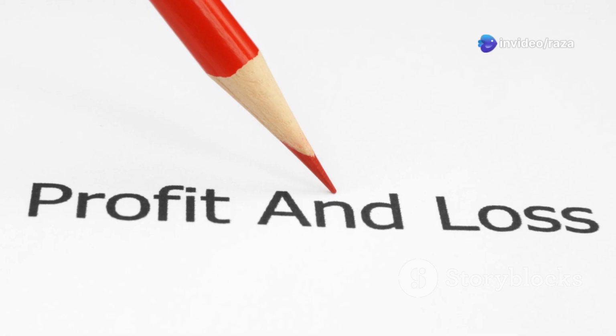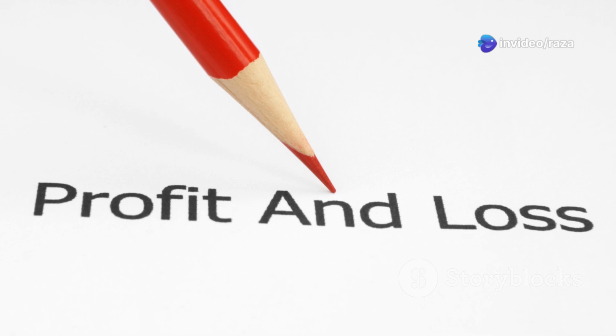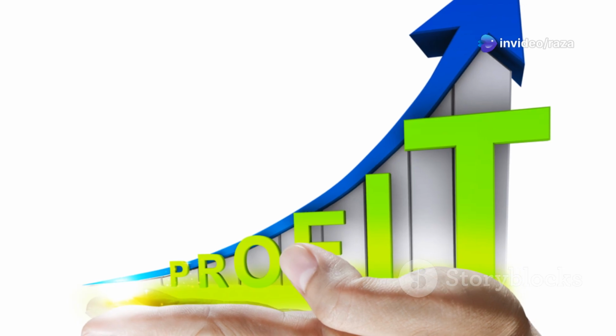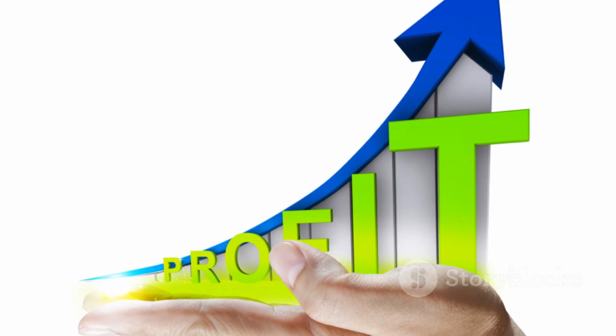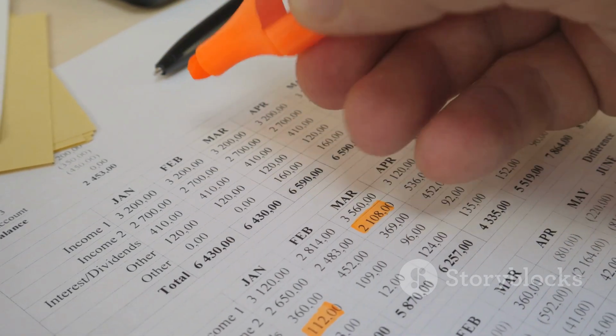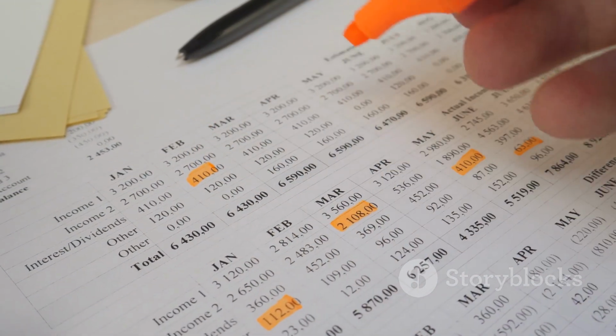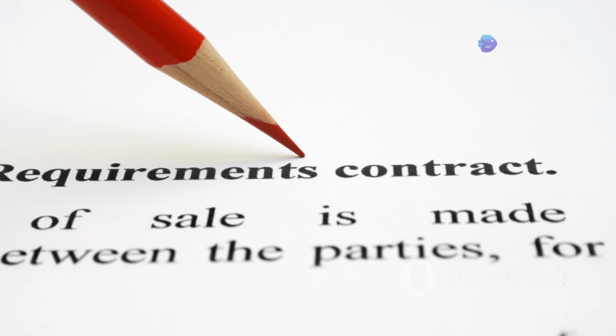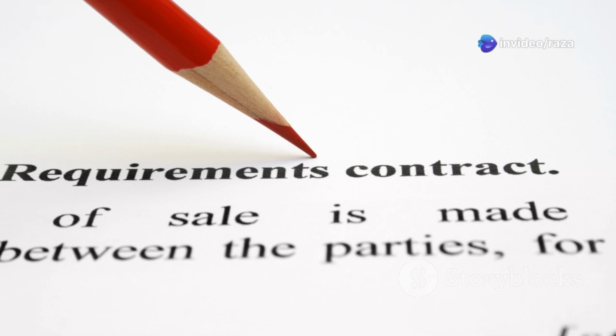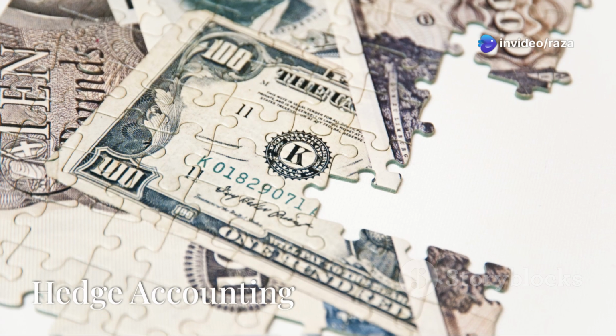Third, any changes in the derivative's fair value are recorded in the income statement. This means derivatives can affect a company's profits or losses. Finally, IFRS 9 has special rules for embedded derivatives. These sometimes need to be separated from the main contract if their risks are different.